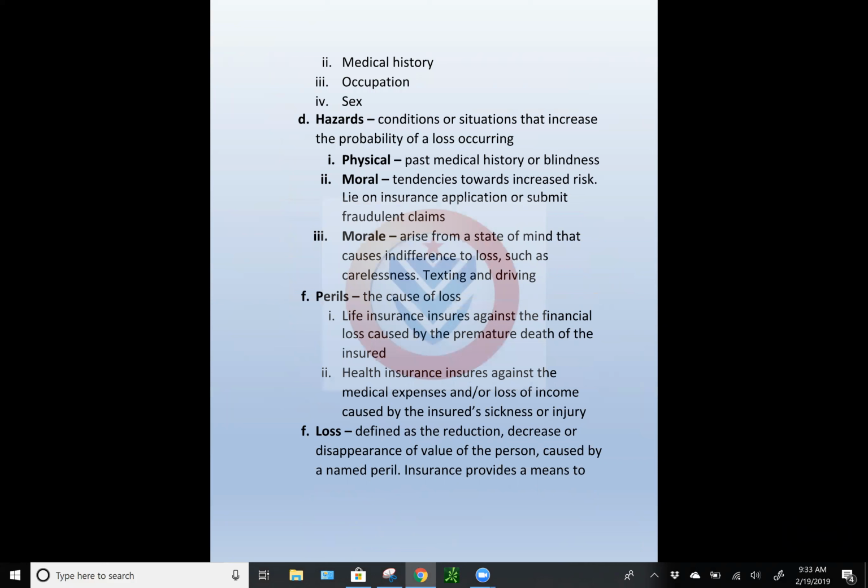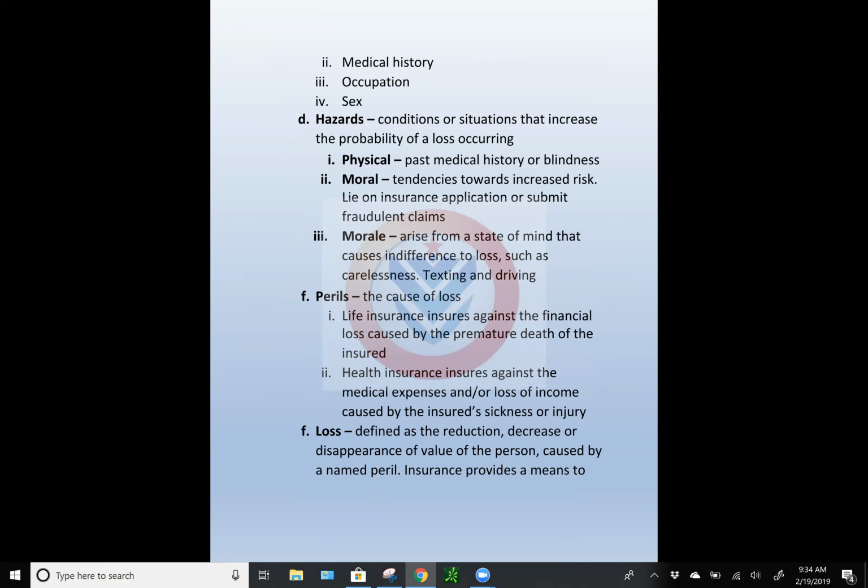Next, we have hazards. Hazards are conditions or situations that increase the probability of a loss occurring. There are three different types of hazards: physical, moral, and morale. Let's start with a physical hazard. Physical hazards are going to be something like your past medical history or possibly blindness, examples of something physical that would be considered a hazard.